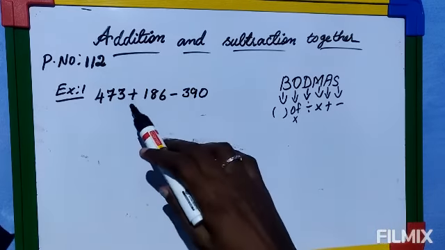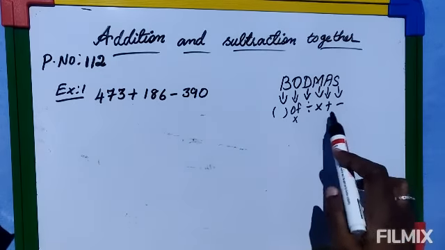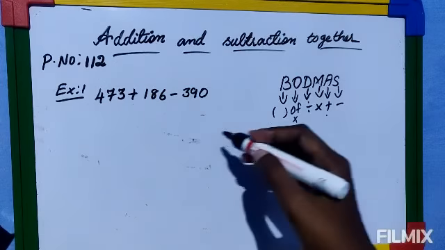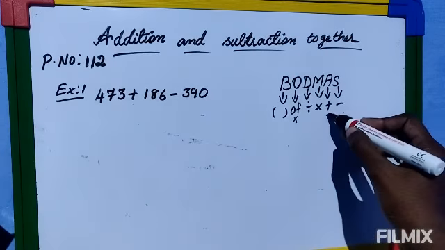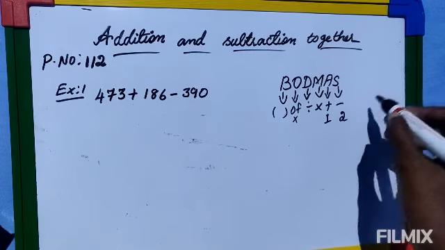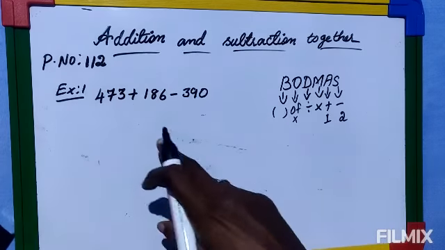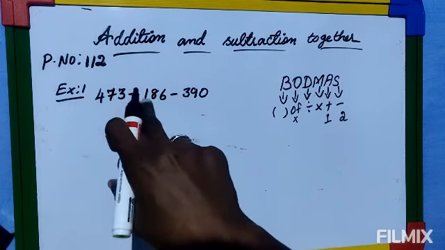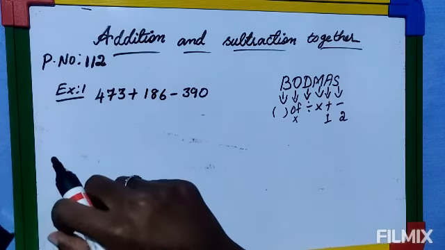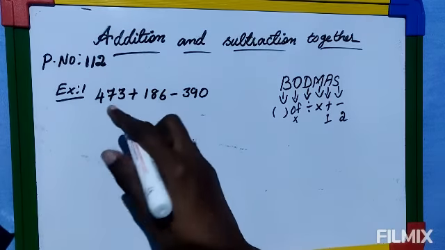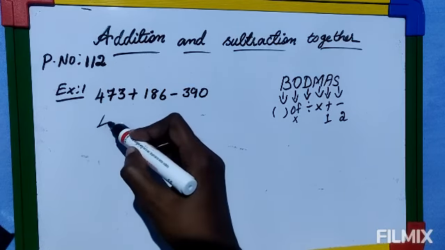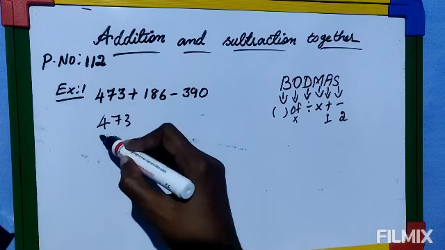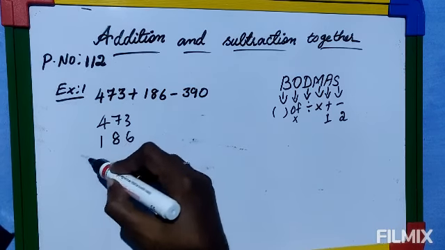So here plus and minus are there. Which comes first? Plus comes first, minus comes second. So you have to do the plus first and the minus second. Between two numbers, if there is a plus, you do that first. Here these two numbers have plus, so you will do that first. You will not do the minus first. So let's do the plus.